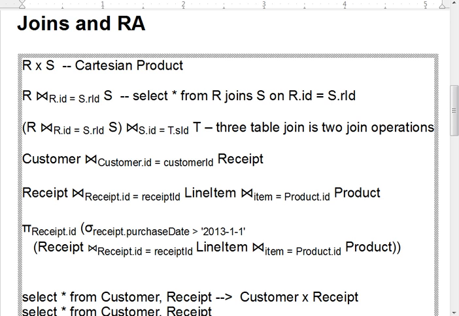First, RA uses the symbol cross, or x, for Cartesian product. So the Cartesian product, or unconstrained join, of two relations R and S is written R times S.